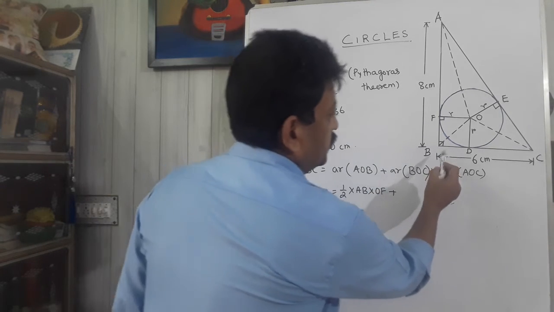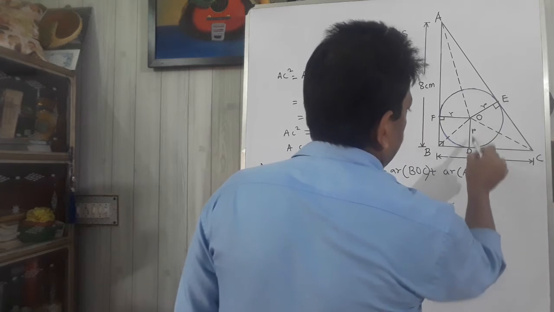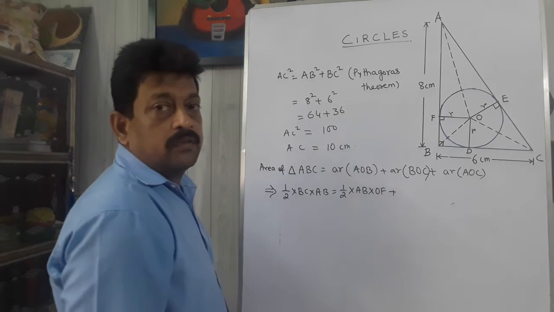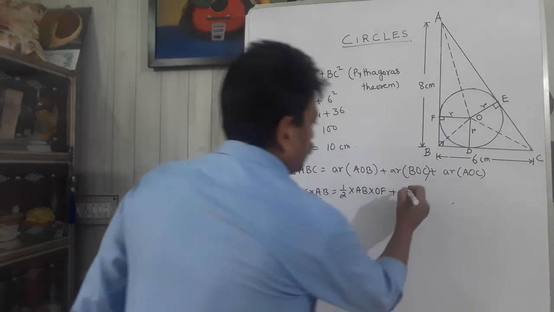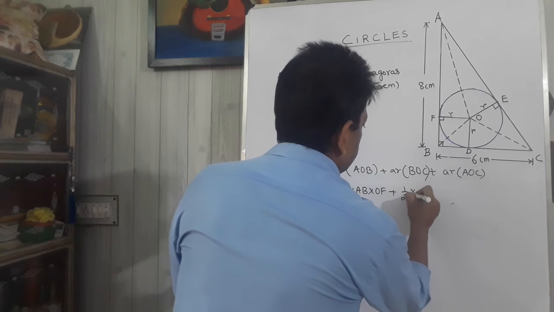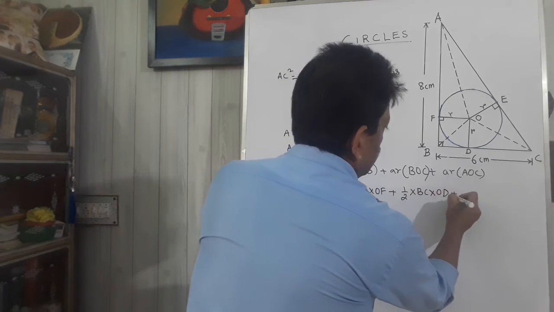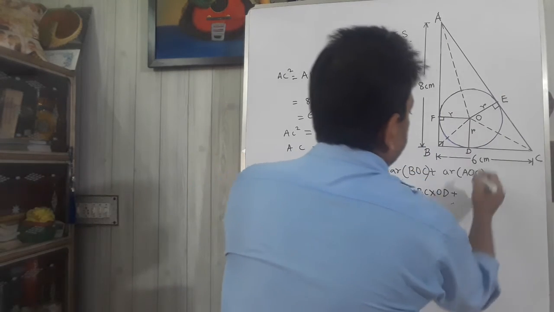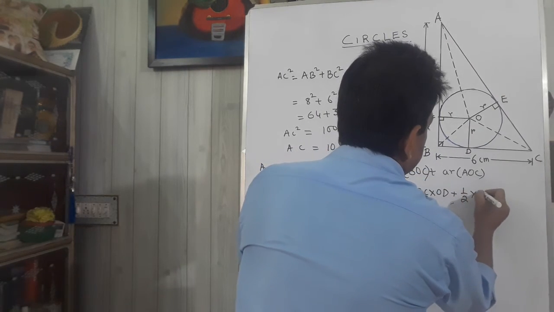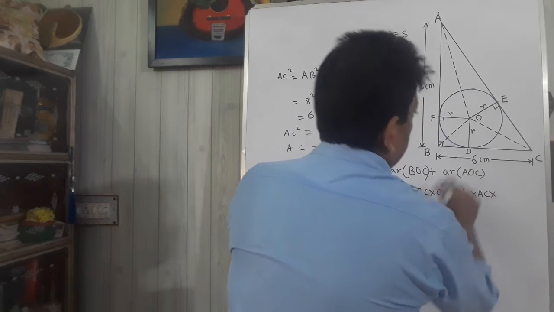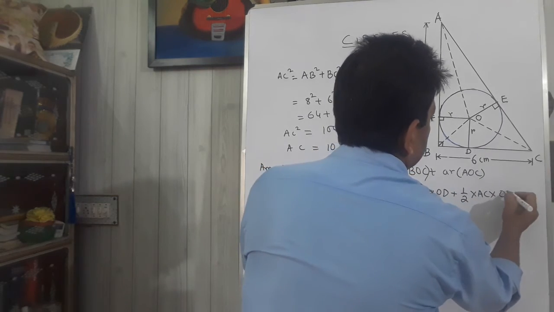Area of triangle BOC: here BC is the base and OD, that is the radius, is the height. So half into BC into OD. Similarly for triangle AOC, AC is the base, so half into AC into radius OE is the height, so OE.